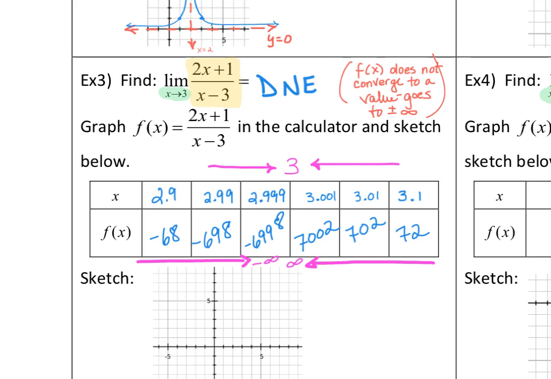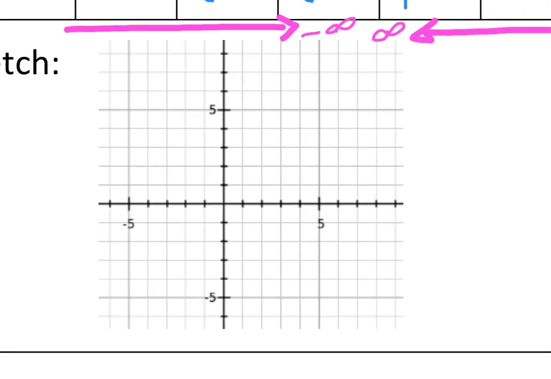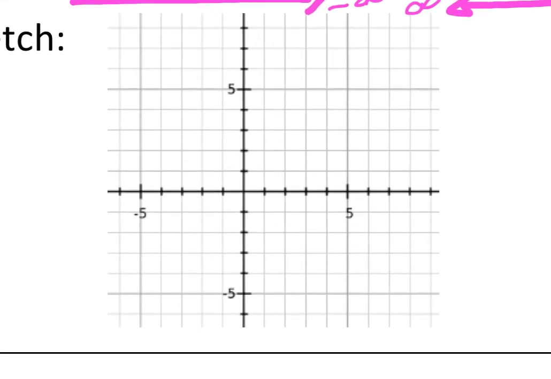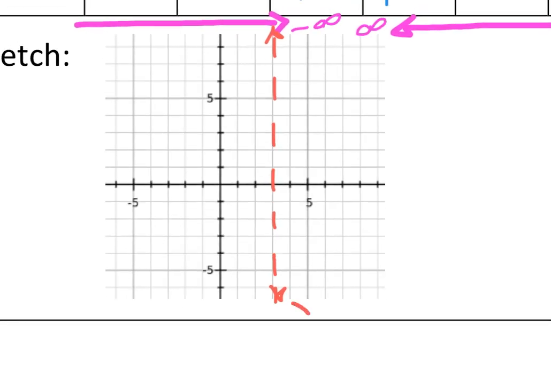And the other thing that we had just said was that if I have you looking for x approaching a number, and your answer is positive and or negative infinity, that indicates that there is an asymptote, a vertical asymptote at that x value. So before I even look at the graph in the calculator, I know that there is a vertical asymptote at x equals 3. And so I'm just going to go ahead and draw that asymptote at x equals 3.